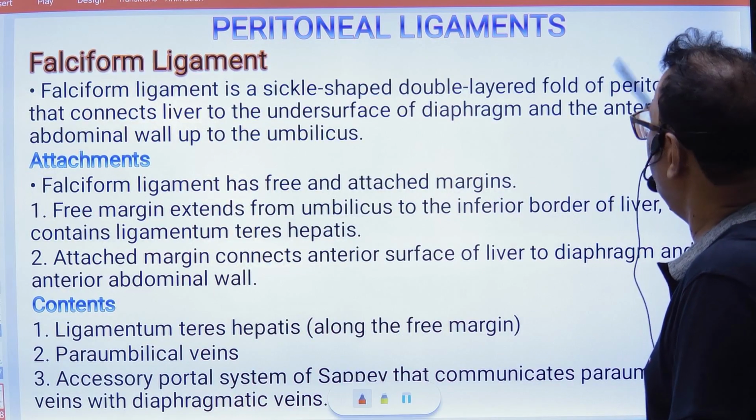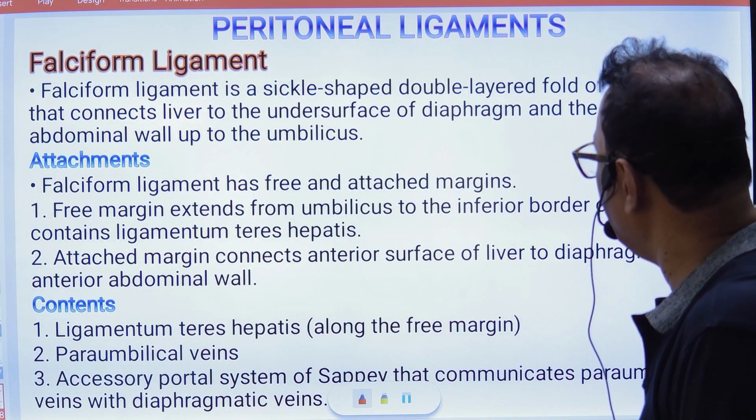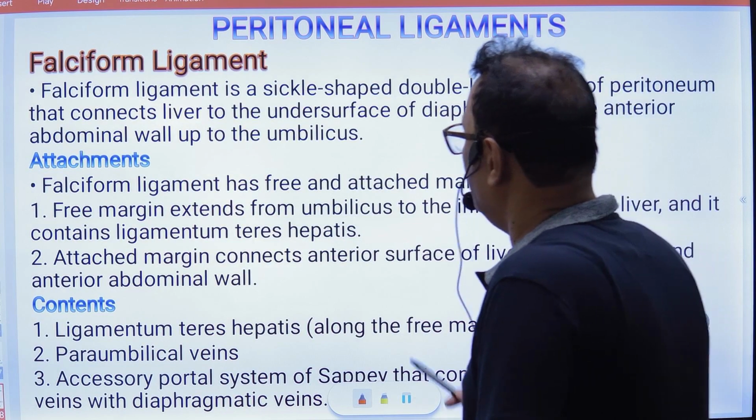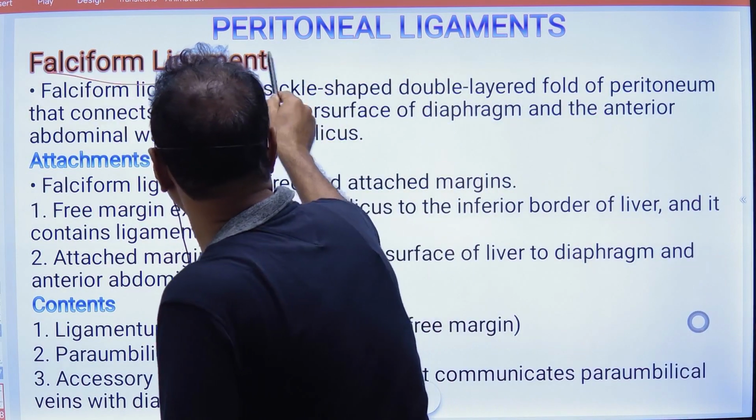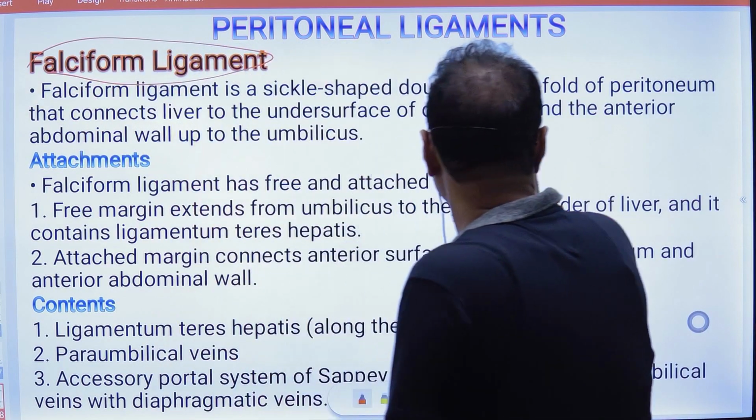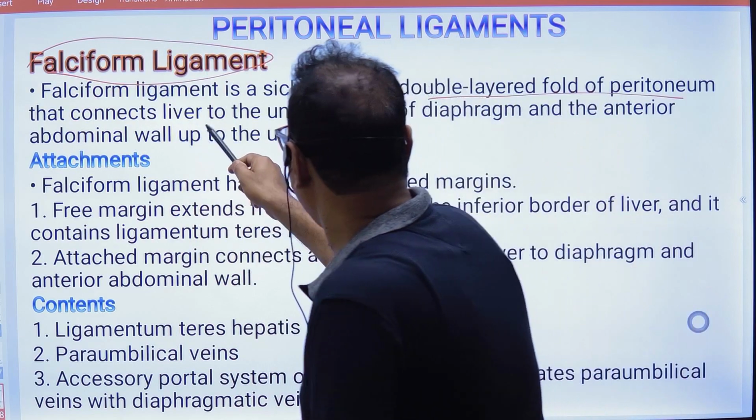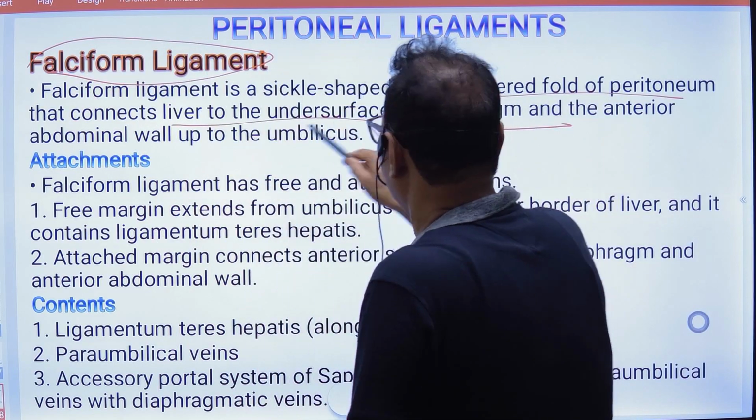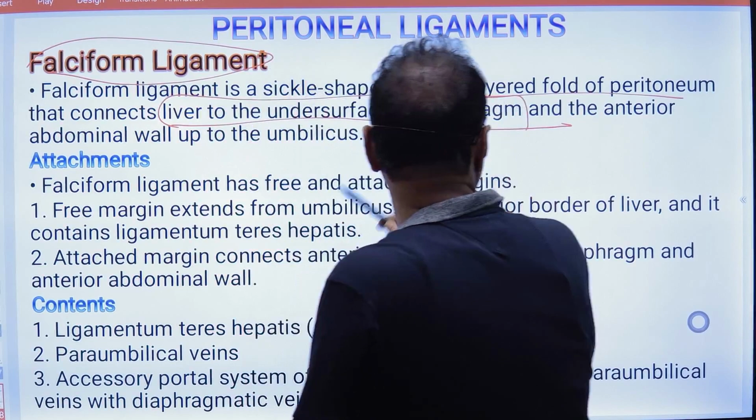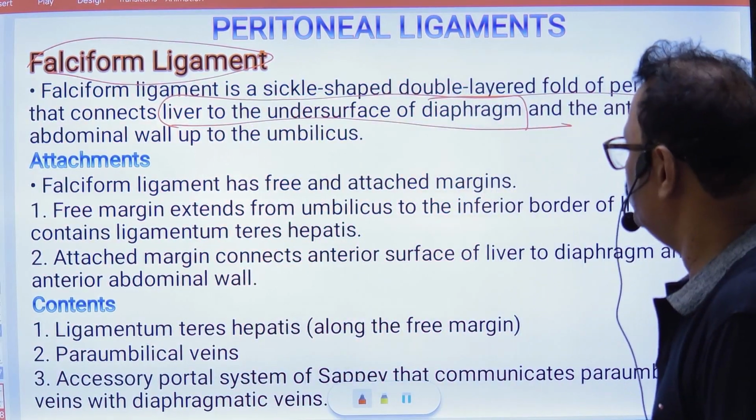Now, finally, we are coming to the peritoneal ligaments. There are a few ligaments over there. We have the falciform ligament, which is a sickle-shaped fold of the double layer of peritoneum that connects the liver to the diaphragm.